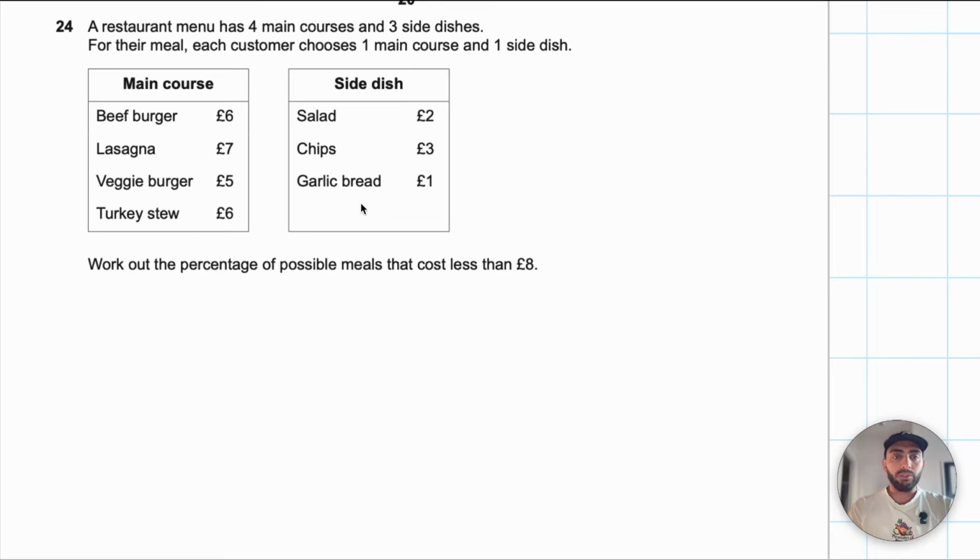Let's first figure out all of the combinations of main courses and side dishes. I'll do this in ascending order, so I'm going to do veggie burgers first, and there'll be 3 options for each of those, so I'll write it 3 times. Then I'm going to do turkey and beef, and finish with lasagna. I'll do the sides in ascending order as well: garlic bread first, then salad, then chips, so GSC every time.